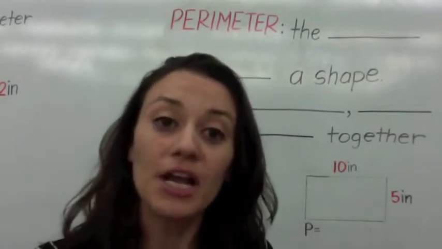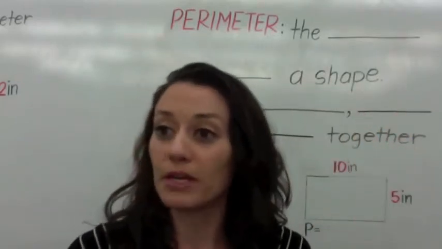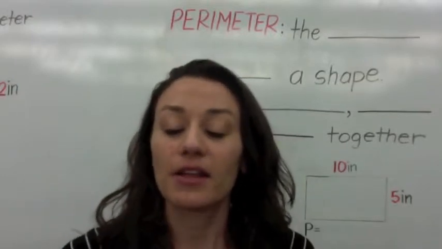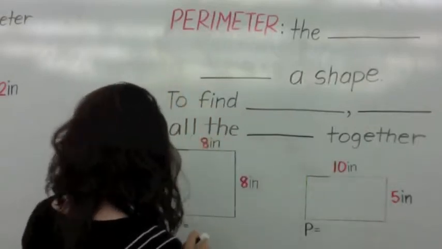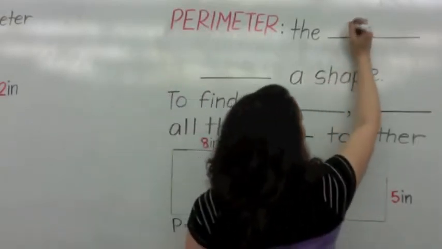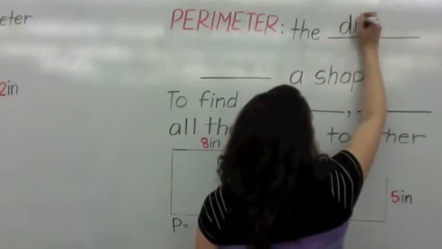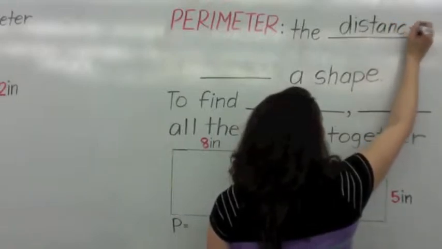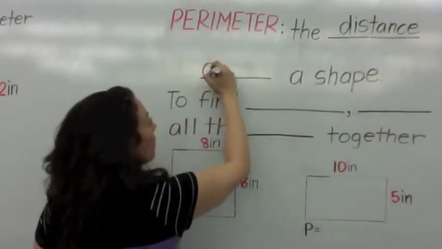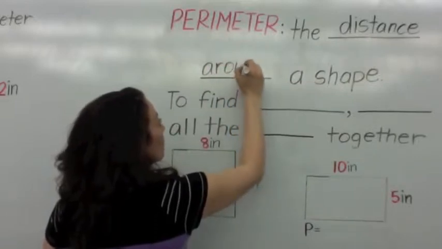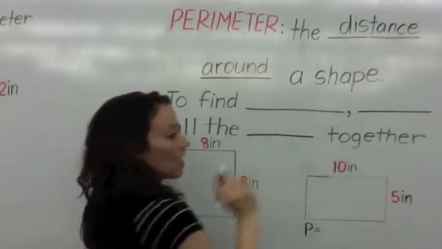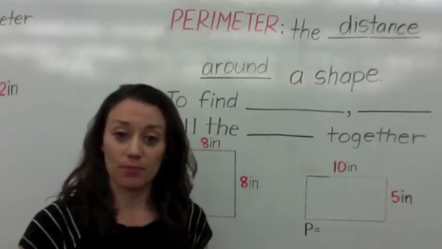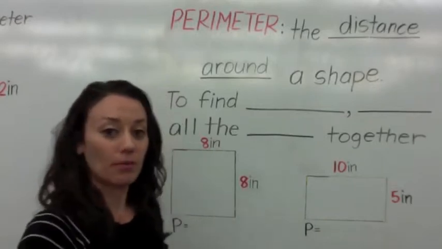When you measure the distance using a ruler or a meter stick, and you add up all the sides, then you find the shape's perimeter. So let's write: perimeter is the distance around a shape, okay? If you want to measure the outside of a shape, you are finding a shape's perimeter.